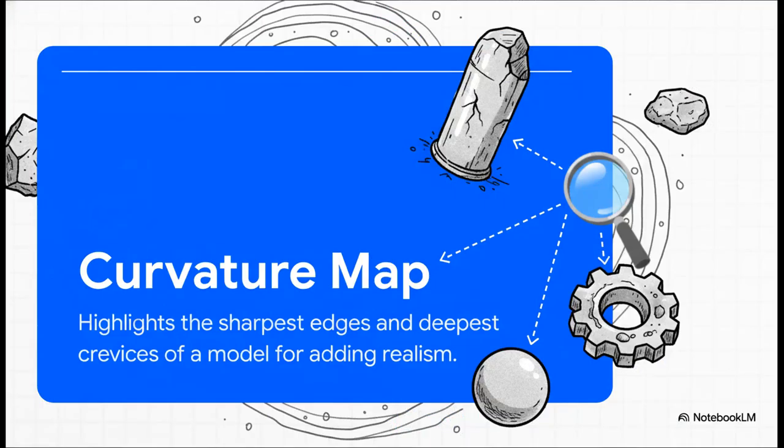So, our very first mask is called a curvature map. Its whole job is to scan our model and find all the sharp, exposed edges, the parts that would get scuffed up in the real world, and also find all the deep crevices where grime and dirt would naturally collect. This is really the foundation for all the realism we're about to add.